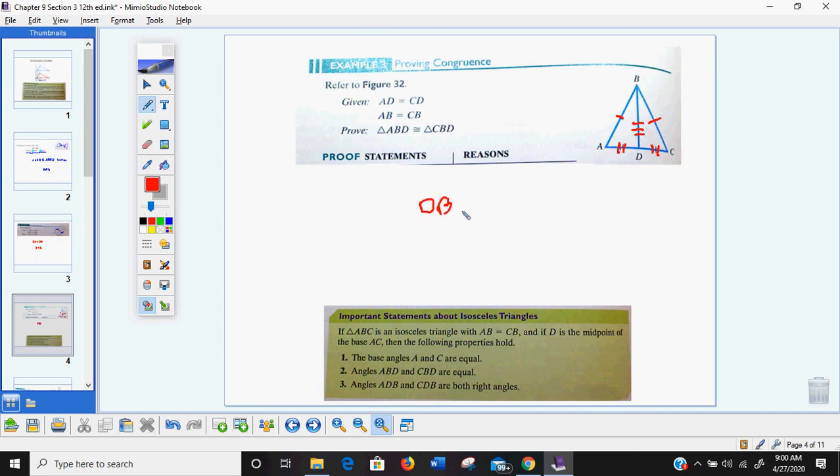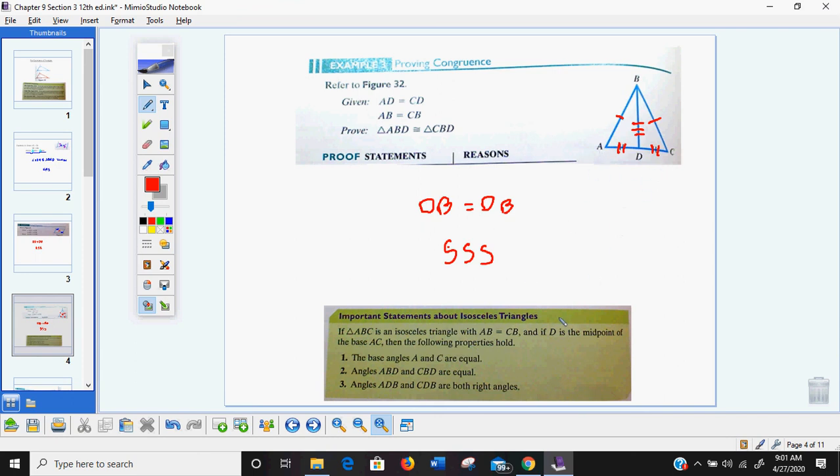DB is going to be equal to DB because it's the same side. They call that the reflexive property, by the way. And now I have that these are congruent by side, side, side. Now, once I've proven it's congruent, I know I have an isosceles triangle. And here's some facts that go along with an isosceles triangle. The base angles are equal.